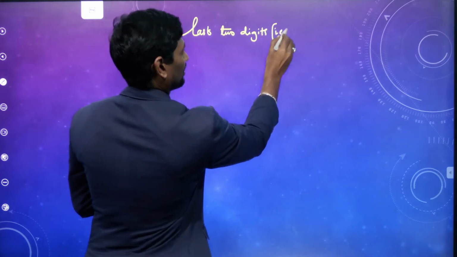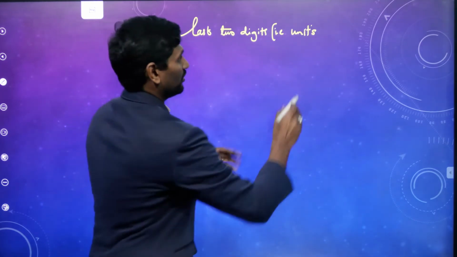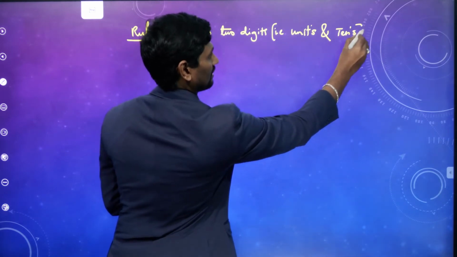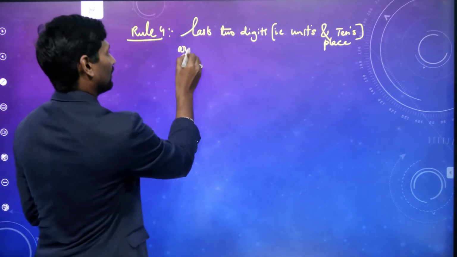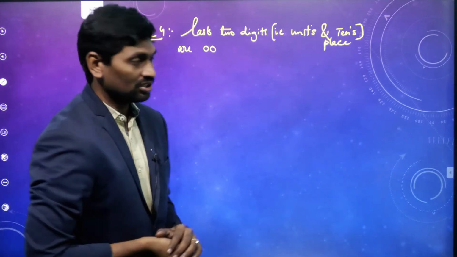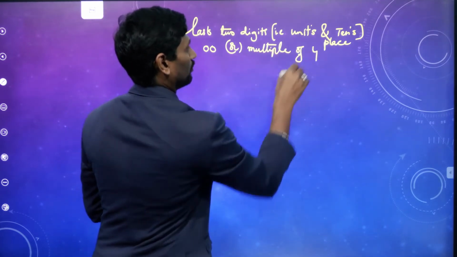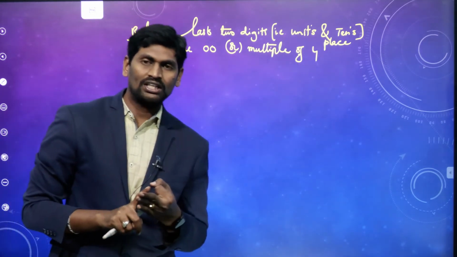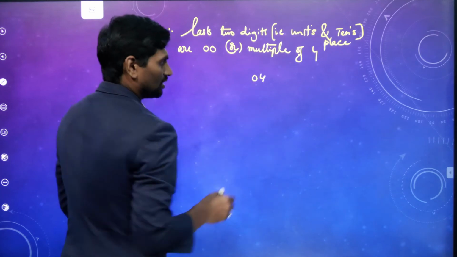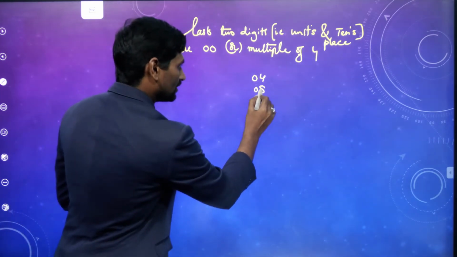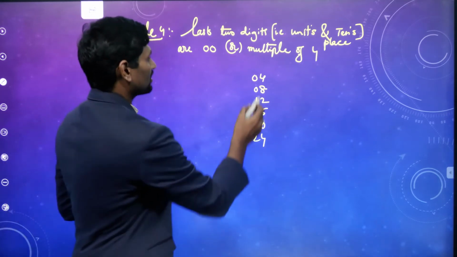Units place or ones place, both are the same. Units and tens place digit. So the last 2 digits are zeros, both digits must be zeros, or a multiple of 4. Multiple of 4 means 4, 8, 12, 16, 20, 24 like that. Last 2 digits, 4 means 0, 4 should come. Or both are zeros also.